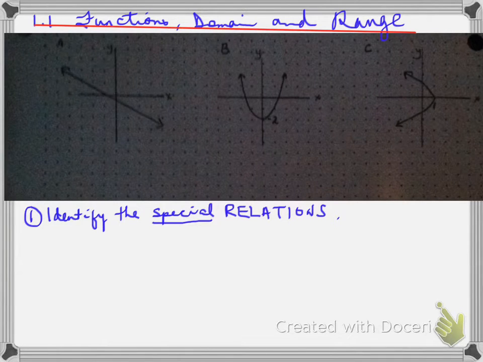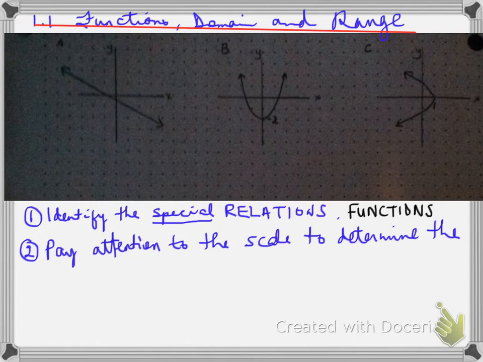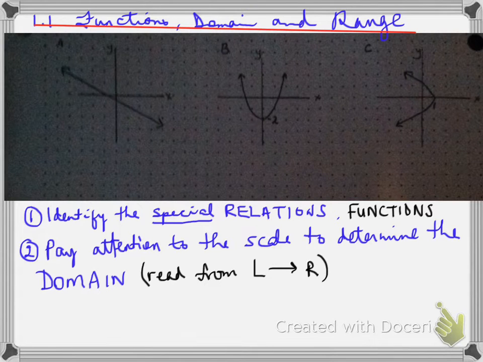The definition of a function is that it is a special type of relation where for every x, there is only one y. Okay? So that function we have to look for. The second part, what we're going to do is pay attention to the scale on the actual diagrams and determine the domain and the range of each of these three functions that you see here. Okay, now for the domain, we read from left to right, and for the range, we read from low to high.